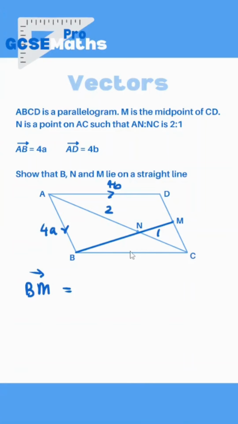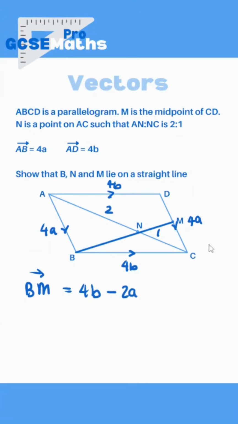We've got a parallelogram, which means that BC is also 4b and that DC in that direction is 4a. So I've got 4b now, not plus because I'm going the wrong direction. It's actually minus. And then half of that, M is the midpoint, so half of 4a is 2a. So I've got BM as a whole.